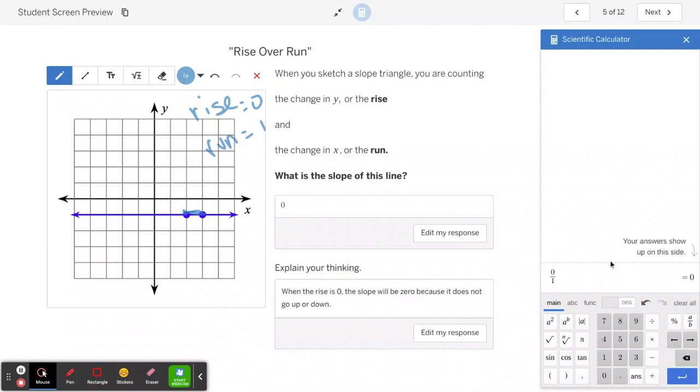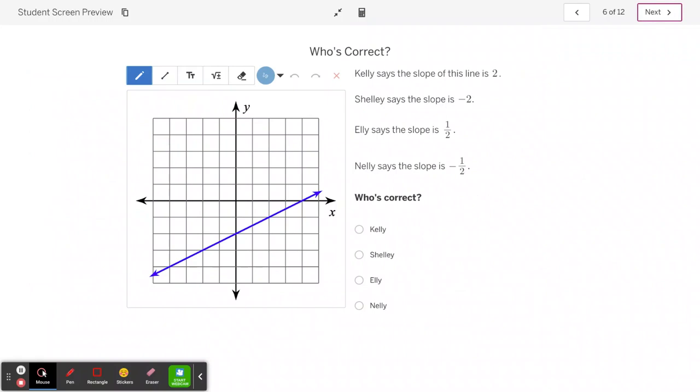And then I'm going to hit submit. I have my evidence in the calculator. I have my evidence on the graph. And I'm going to move to slide 6.